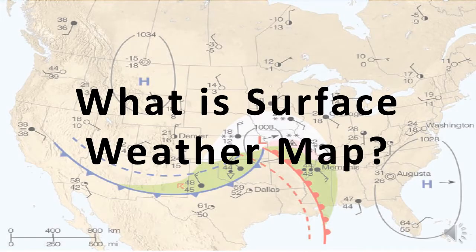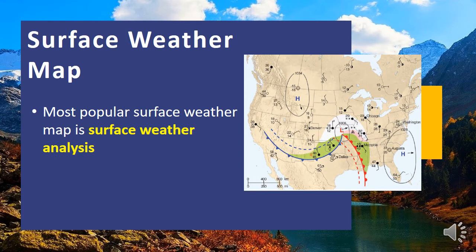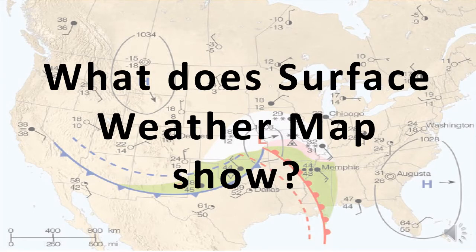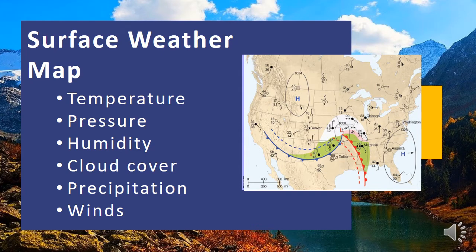What is a surface weather map? The most popular surface weather map is commonly known as surface weather analysis. It provides a view of weather elements over a geographical area at a specified time based on information from ground-based weather stations. The surface weather map shows the temperature, pressure, humidity, cloud cover, precipitation, and the winds.